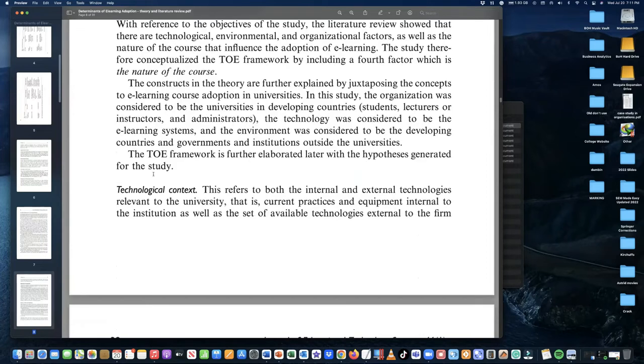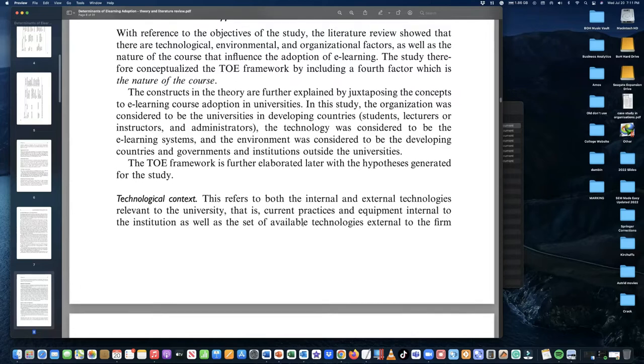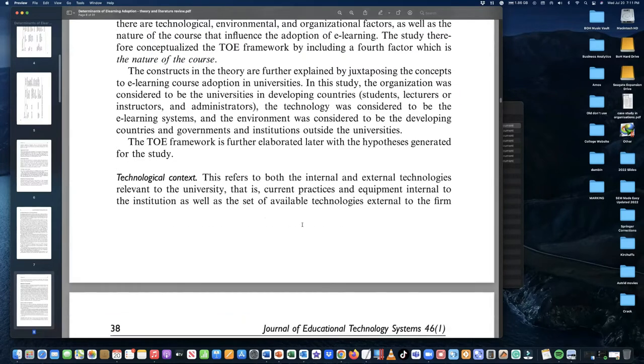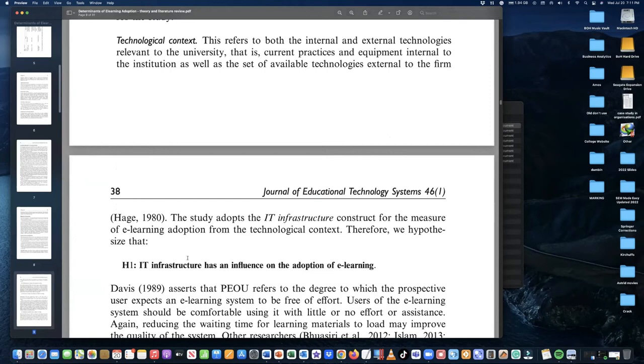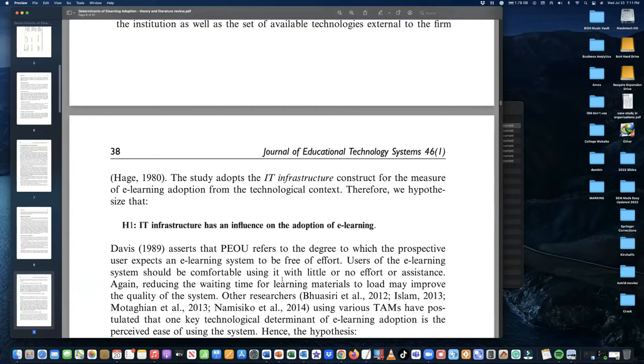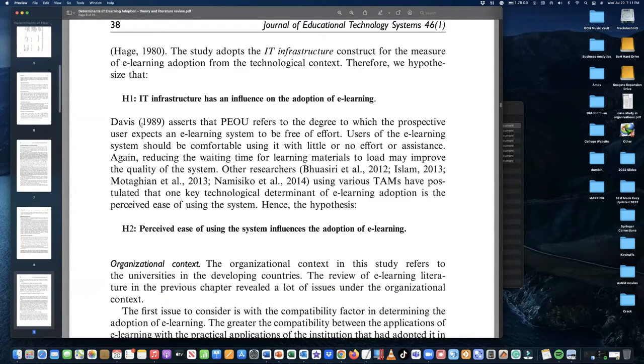So first of all, it's the technological context. This refers to both the internal and external technologies relevant to the university. That is, current practice and equipment internal to the institution, as well as a set of available technology external to the firm. So IT infrastructure has an influence on the adoption of e-learning. Then he picks from Davis's TAM another variable, perceived ease of use, which influences e-learning among students. He is taking two variables. It doesn't mean there are not more variables in the technology construct, but he is just taking two.